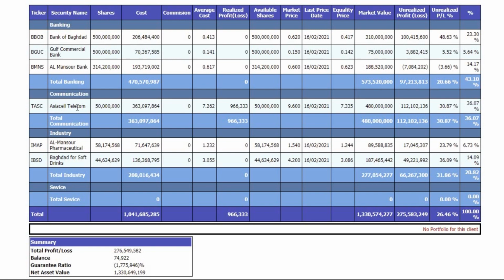Like I said, this Asia Cell has been 1 dinar per, which would make it 50 million. Baghdad for soft drinks has been paying out 15%, and I don't have a handle on these. I know Gulf Commercial, for the last couple of years, I believe, have said they weren't paying out dividends. They were reinvesting it back into the bank.